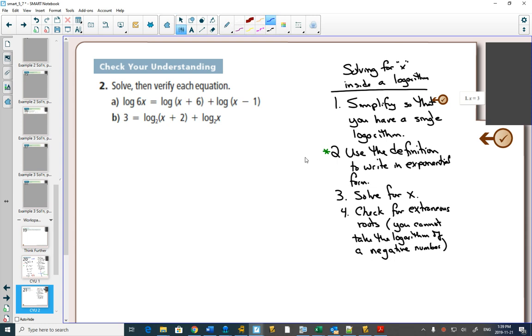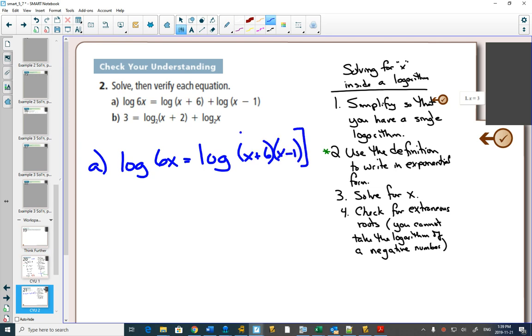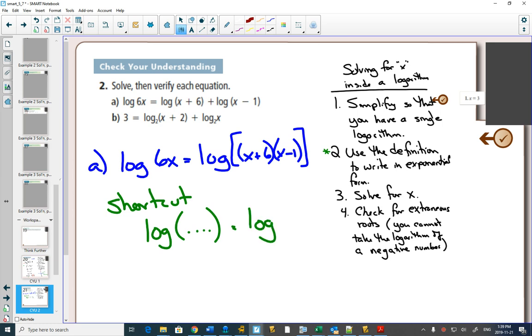Simplify that so that you have a single logarithm. So I start simplifying. On the right-hand side, I have adding, so that would be the same as multiplying. And this shortcut only works if you have a log of something equals a log of something else.